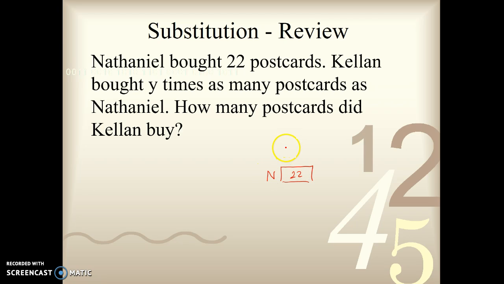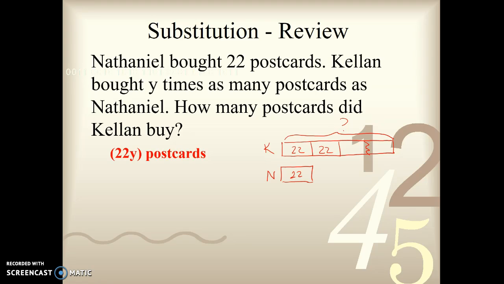This is Nathaniel's amount of postcards. Here's Kellen's. We know he bought some number times as many as Nathaniel. So we're going to draw that like this with a little squiggly line in the middle because we don't know how many more units of postcards Kellen actually bought. But this is what we would want to know. So we're going to represent it like that visually. And algebraically, we're going to represent it like that. So Kellen bought 22 times Y postcards.